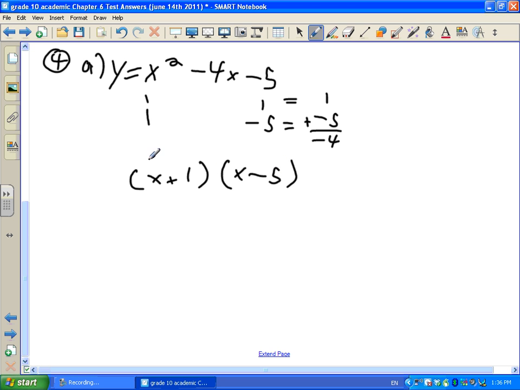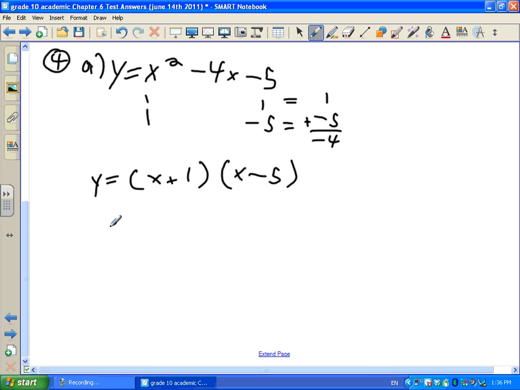Now, remember, this says y is equal to this. Y is equal to this factored form. Yep, just put it right there. Now, they're asking us to find the x-intercepts. X-intercepts are when what variable is equal to 0? Y. When y is equal to 0, those are our x-intercepts.